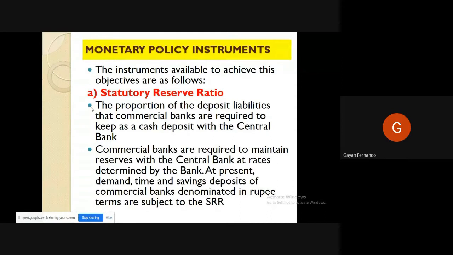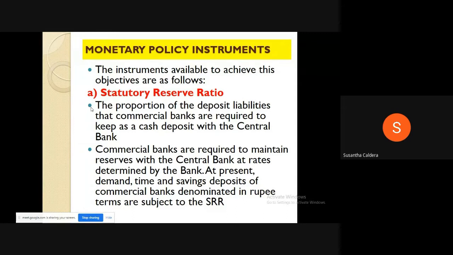So is it for the banks or the central bank? The central bank wants to monitor this statutory reserve ratio. Because of that, they will ask the banks to keep a deposit. By doing that, they safeguard the depositors' demand for money. Yeah, that is one aspect.